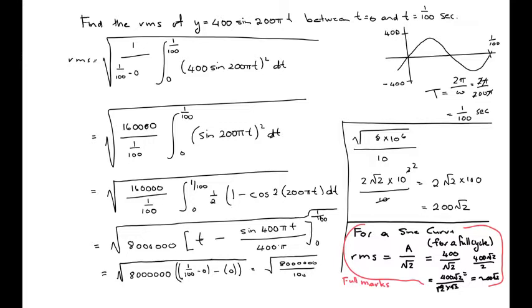As does doing it this way, but it is a lot quicker to just say, if it's a sine curve and we're finding the RMS over the whole cycle, then my RMS is just going to be the amplitude over root 2.